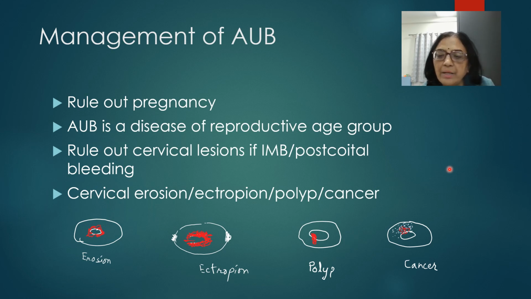Now, remember that in the PALM-COEIN classification, we have M for malignancy, but it does not include cervical cancer. It includes endometrial cancer, endometrial hyperplasia, and leiomyosarcoma. So, if there is a cervical cancer, the management is completely different and it doesn't come under AUB as far as FIGO classification goes.